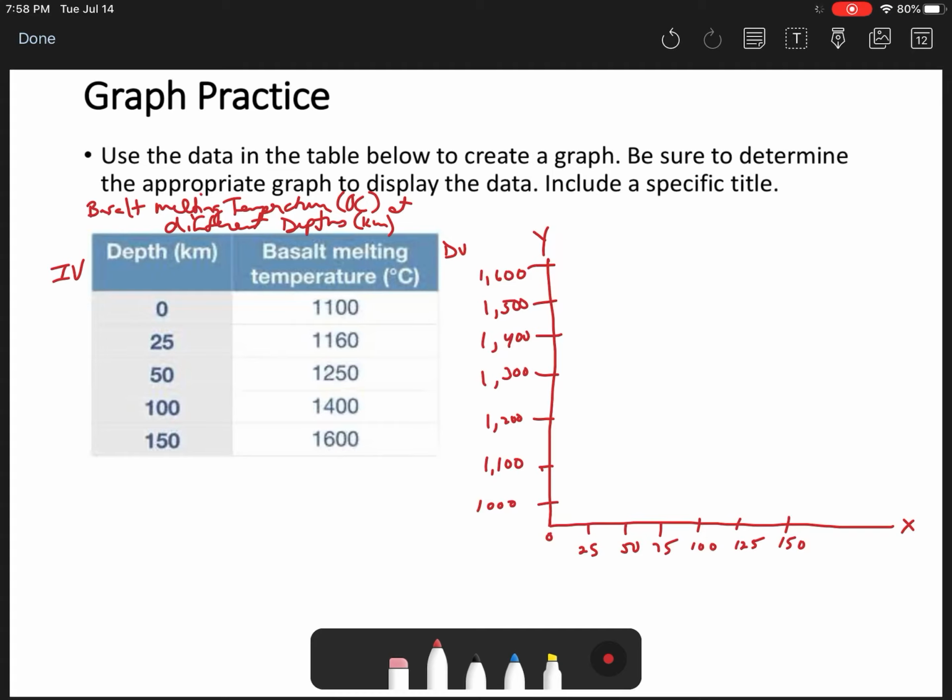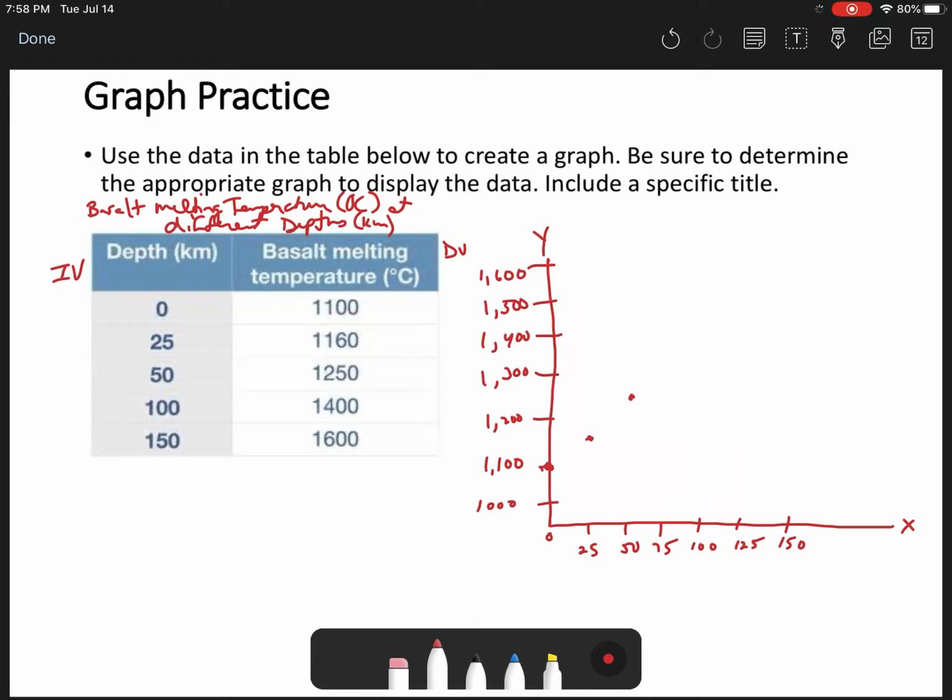And so, at zero, I have 1,100, and so I'm just going to put that right here. And then at 25, I have 1,160. So I'll say that's about right here. And then at 50, it's 1250. Let's pull right halfway through.